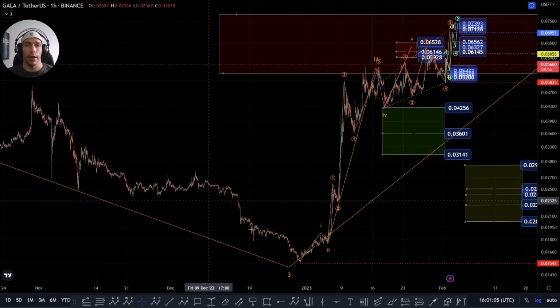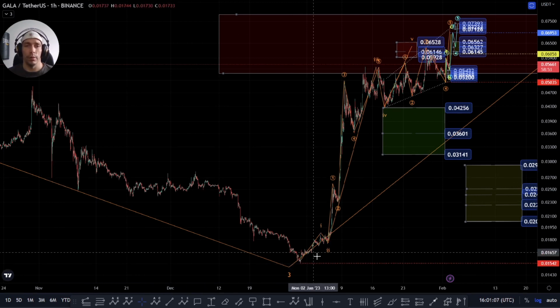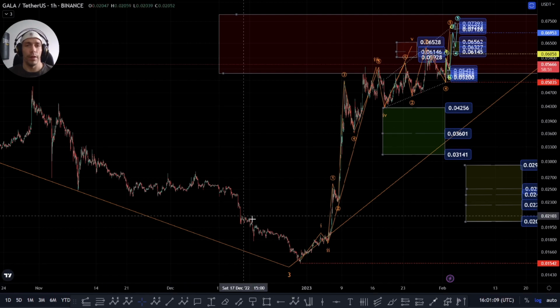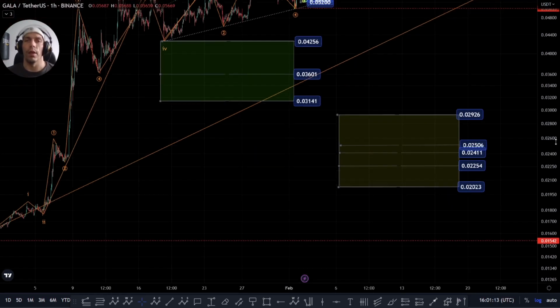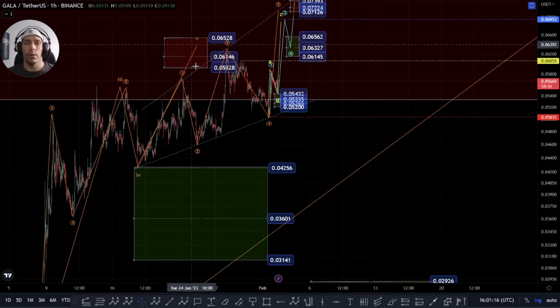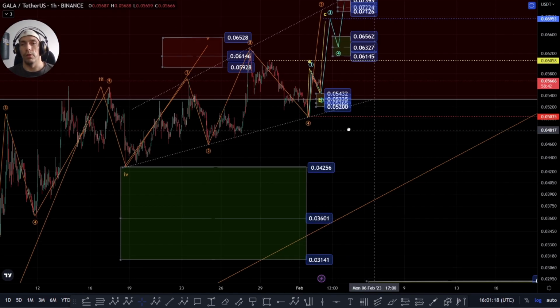It wouldn't be very clear though where that would be unless we look at this as an ABC, but I don't really like looking at it like that. We'll have to see what happens. But basically, this 5-wave move is what we're currently tracking.